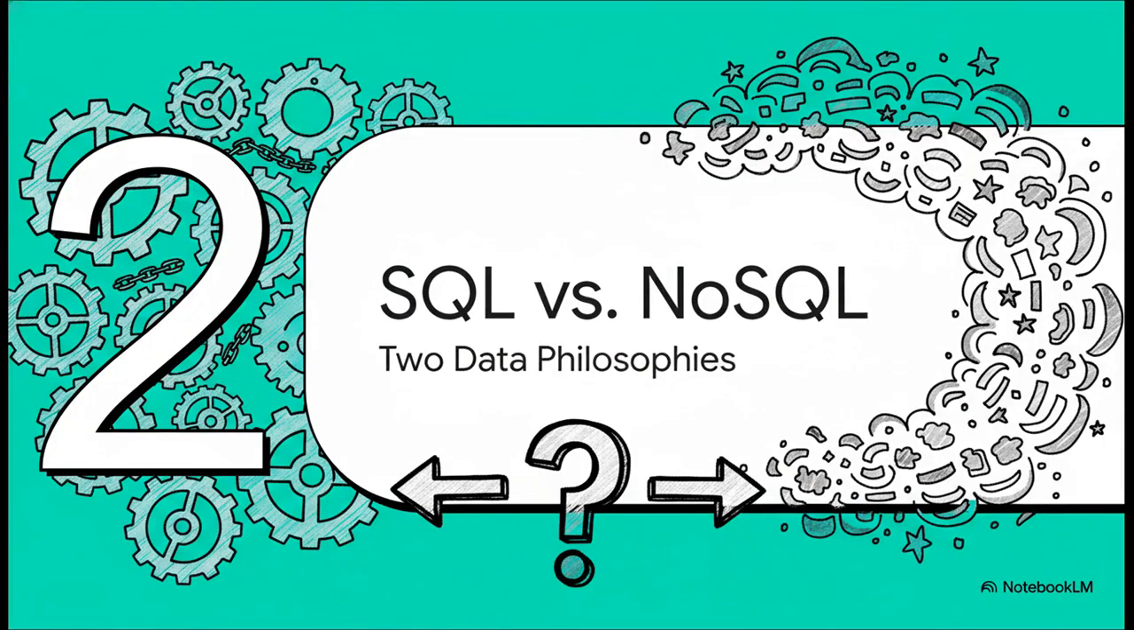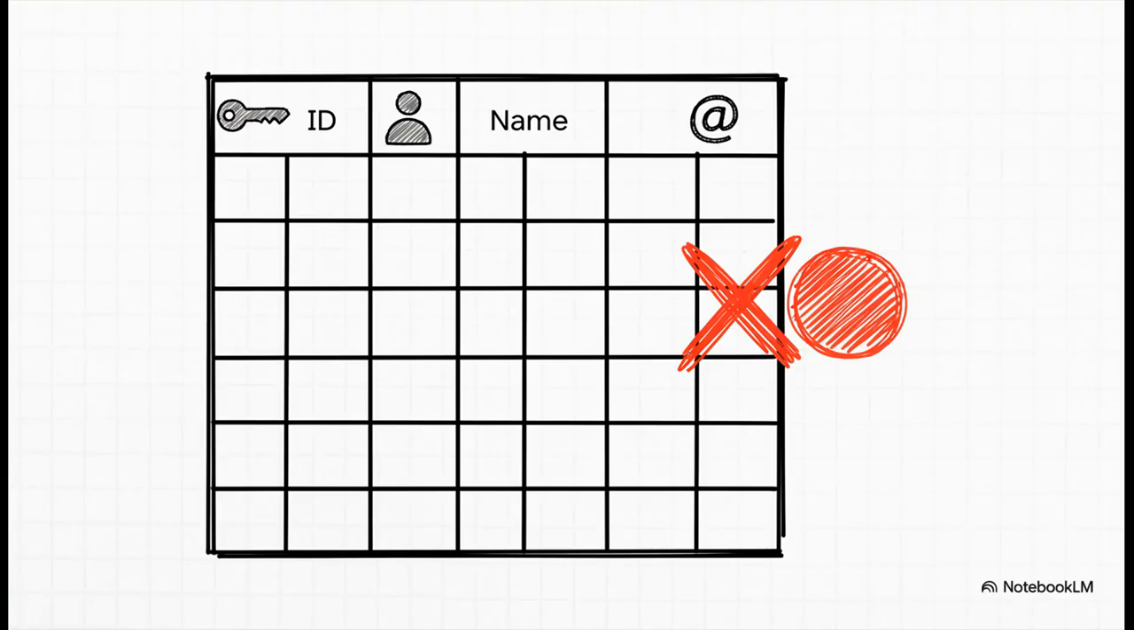Okay, so we've established that we need databases. Great. But here's where it gets really interesting. It turns out there isn't just one way to build a database. There are 2 major competing philosophies, 2 different schools of thought. And this is the great debate in the data world: SQL versus NoSQL. So first up, we have the original champion, SQL.